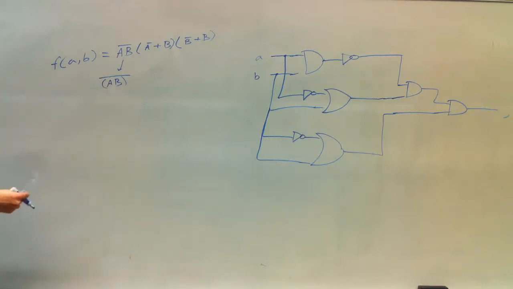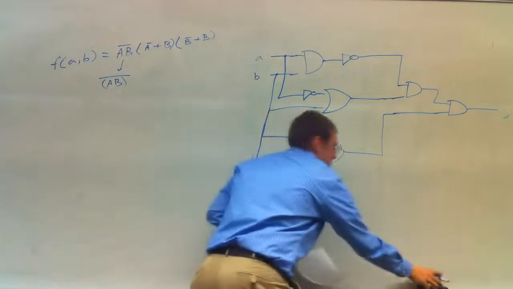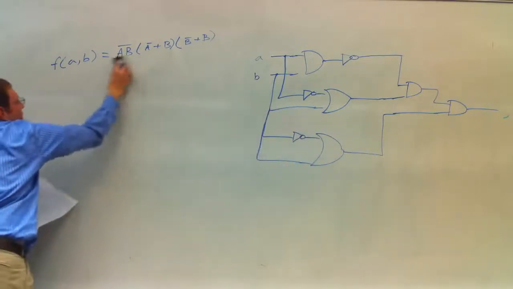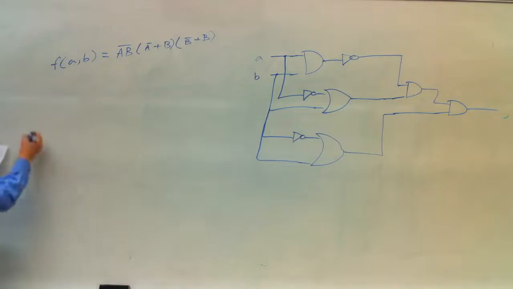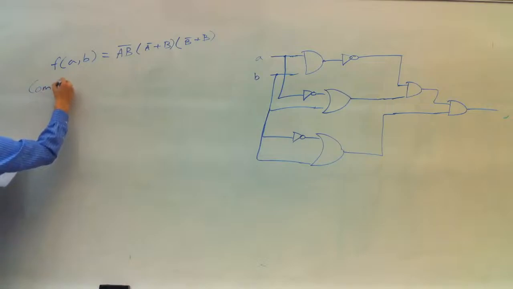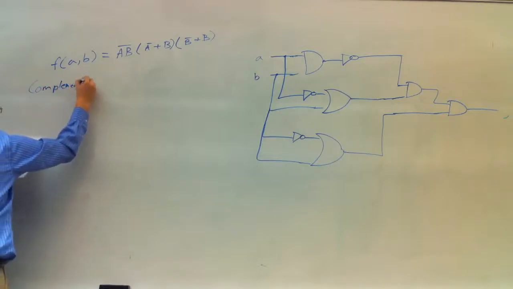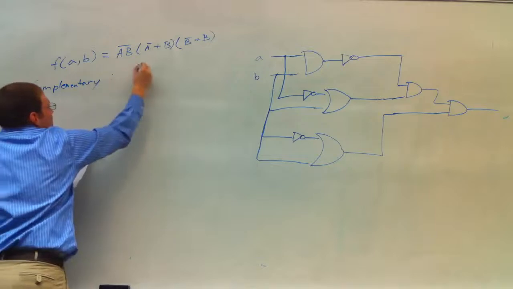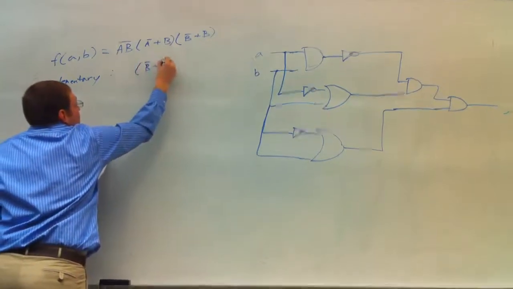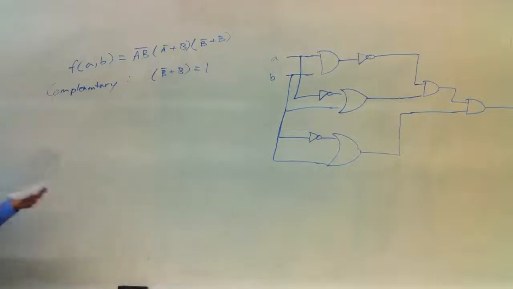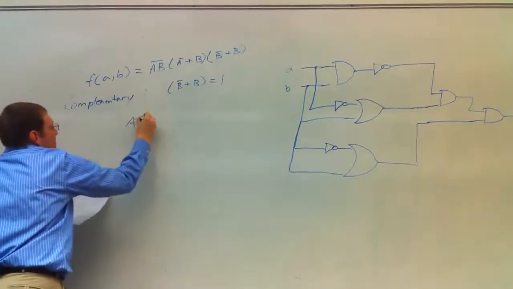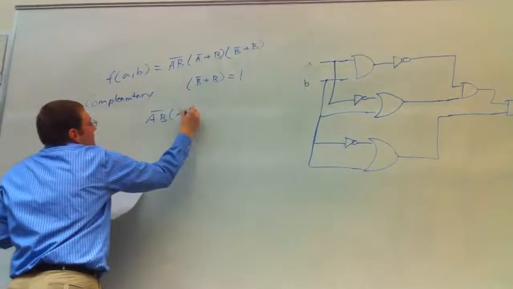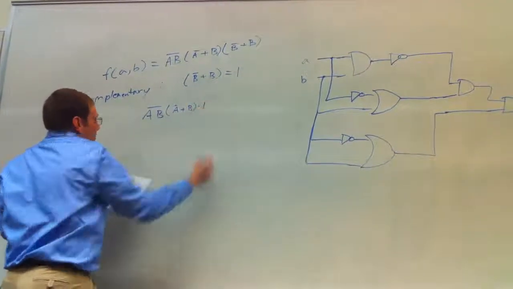So we want to reduce this function, right? What do we see first? What's the simplest thing we can reduce now? B NOT or B? Yeah. So that one is what? One. So that would be the complementary law. So we know that B NOT or B equals 1. So now our function is A, B, A NOT, B, 1.